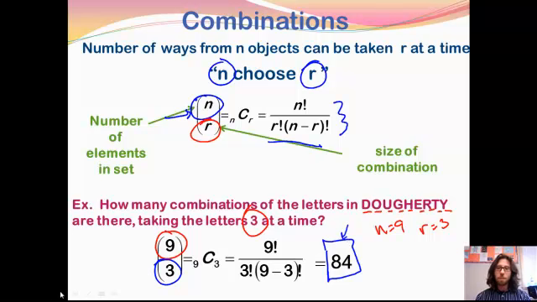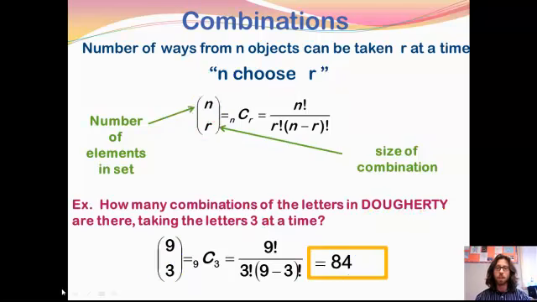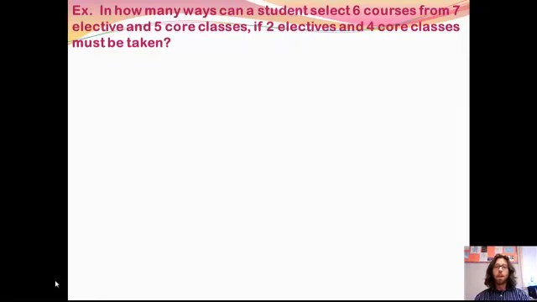Okay, so just be familiar with the formula, and in fact, you already get a head start because we already have used this formula when we were working with binomial expansions. So for an example like this, it says, in how many ways can a student select 6 courses using 7 electives and 5 core classes if 2 electives and 4 core classes must be taken. Okay, so obviously we run into a bit of an issue here, and we're going to have to basically take it 2 steps at a time.